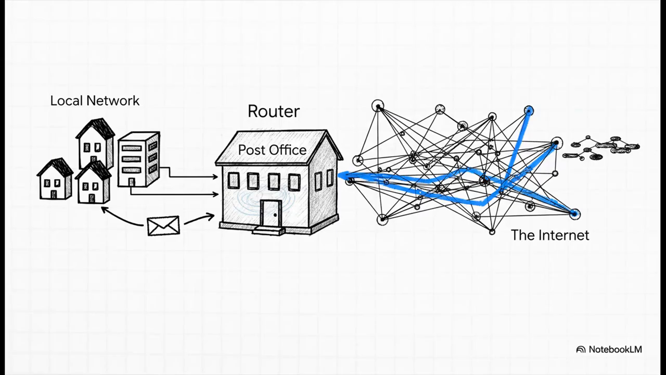So if the switch is the local mail sorter inside one building, the router is the entire city's post office. It's the big gateway that connects your local network, your office, or your home to the massive, sprawling internet. Its main job is to look at that destination IP address and figure out the absolute fastest, most efficient path for your data to take out of millions of possibilities.